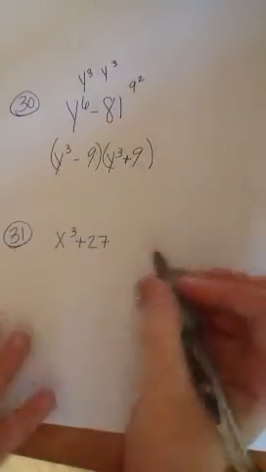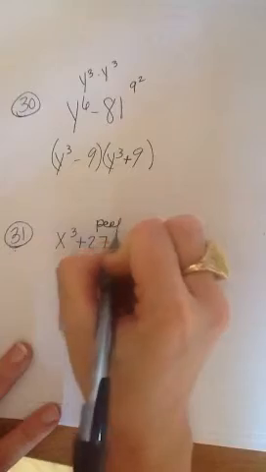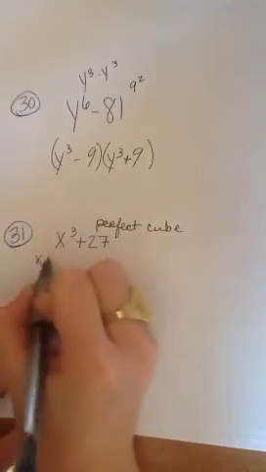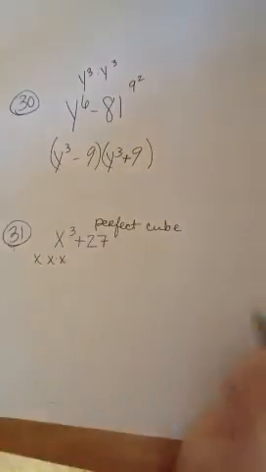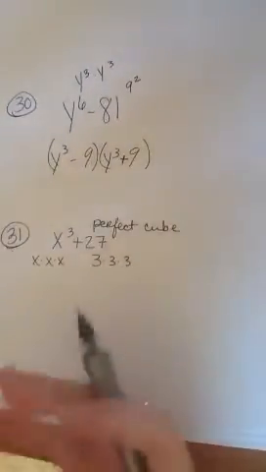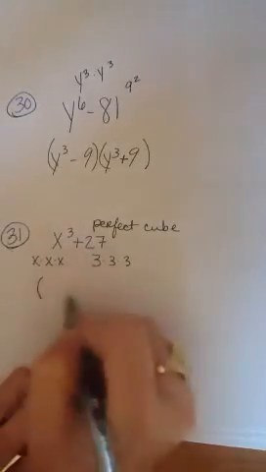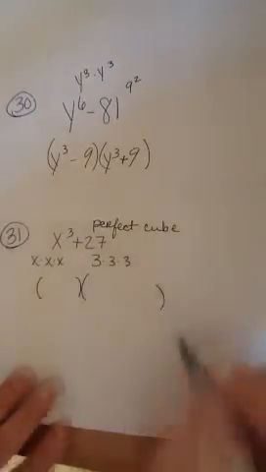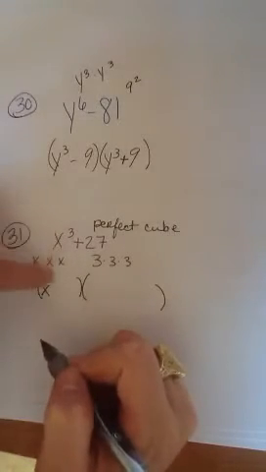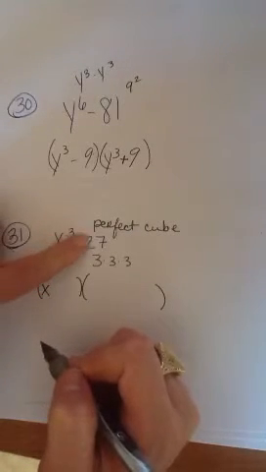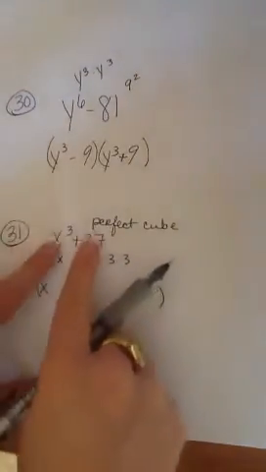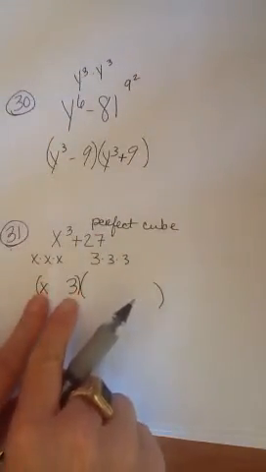Number 31. This is a perfect cube. Why? Because x times x times x gives you x to the third. 3 times 3 times 3, or 3 to the third, is 27. So you're going to have a binomial and a trinomial. X to the third, we put an x because that's the cubed root. 27, the cubed root is 3, so we put a 3 here. Notice they stayed in order.